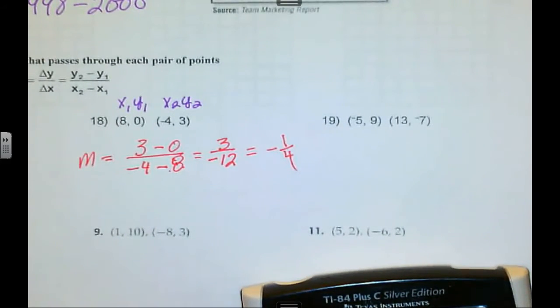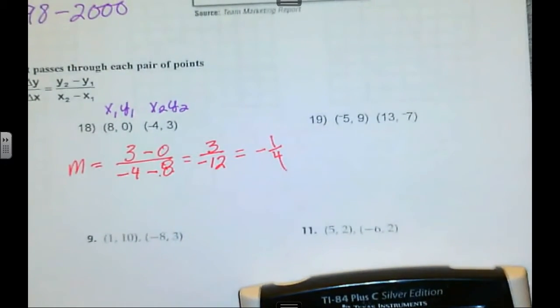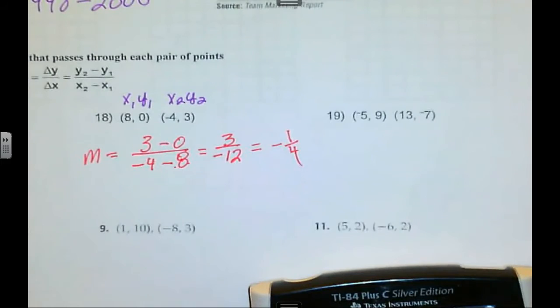Your quiz isn't that much longer than what's here. 105.